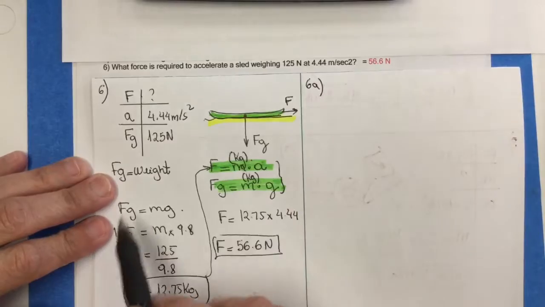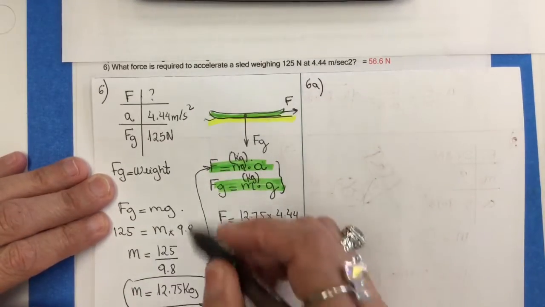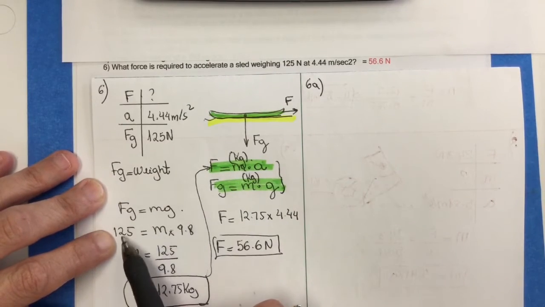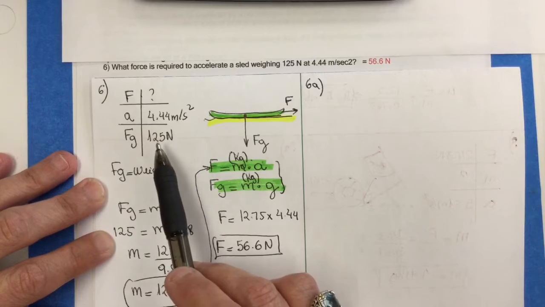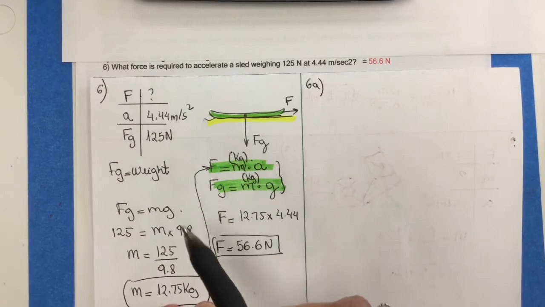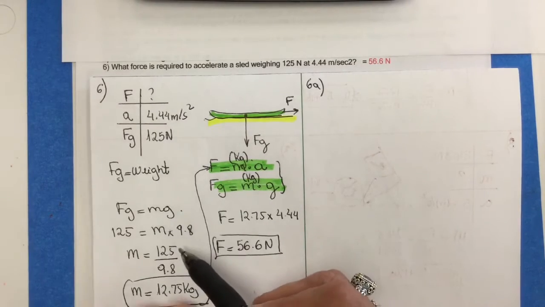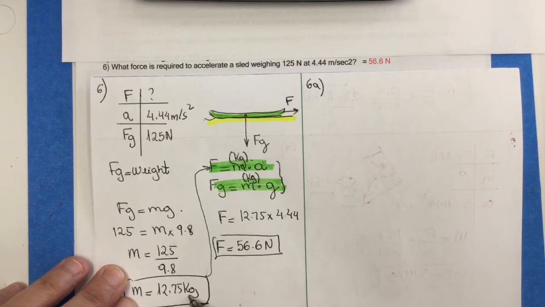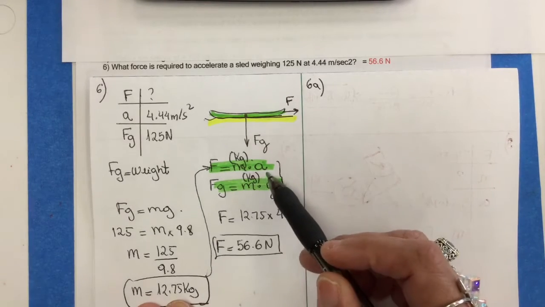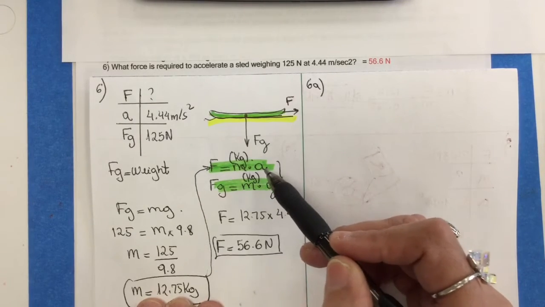So we know that Fg is the weight of the sled. And the formula for Fg is m times g. So my weight was given in the problem, 125 newtons. The mass is the one that we are looking for. So we are using this formula to calculate the mass in kilos, and then we are going to replace the mass in this formula to find the force that causes this acceleration.